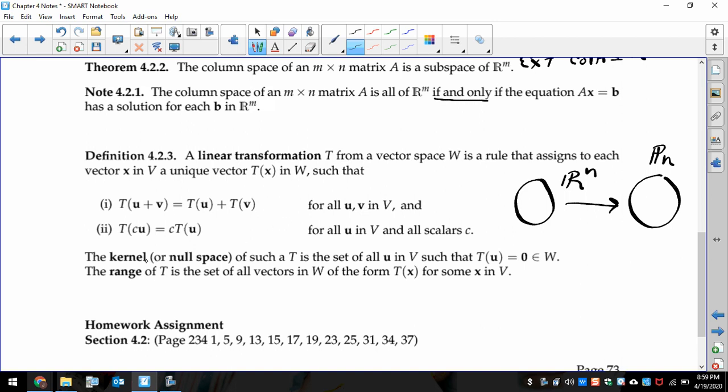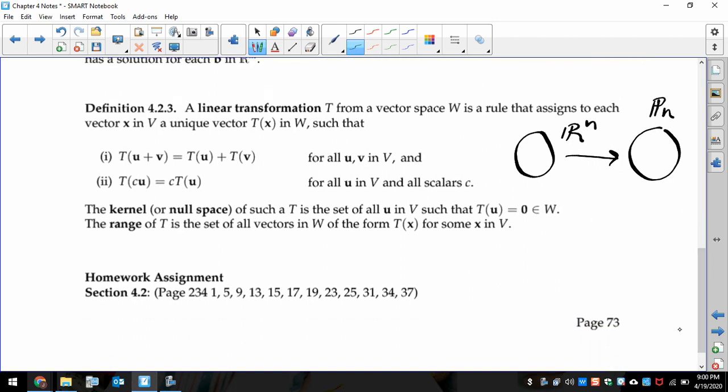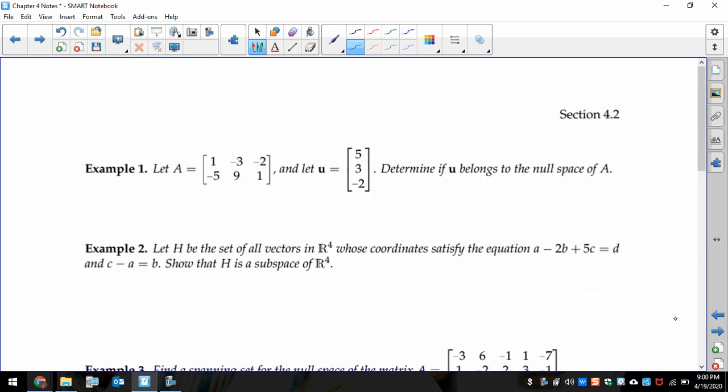So the kernel, what is that? It's really just the null space of this transformation. The kernel is the set of all u's so that T of u is 0, the 0 vector inside the range space. And the range of T is the set of all vectors that are formed. This is the same as what we would have expected before, except the codomain is now a space. The codomain is just a set of vectors, W, that happens to be a vector space.